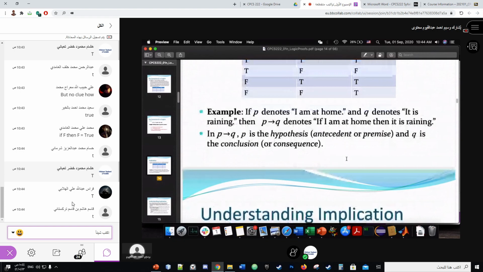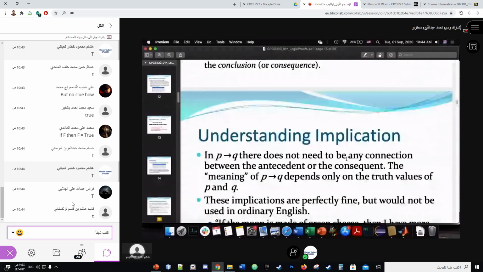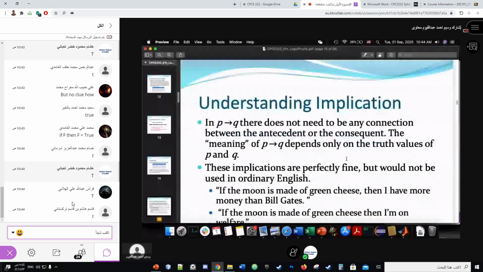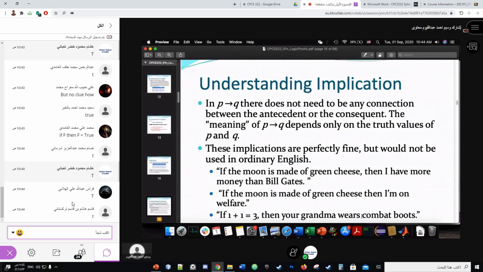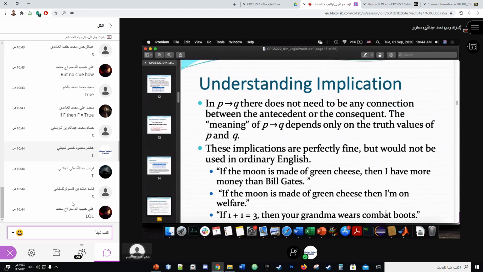Okay, let's take another example. The second is not very clear, so let's take the third one. Grandma wears combat boots. You know, the military, those tough boots that soldiers wear are called combat boots. So if 1 plus 1 equals 3, then your grandma wears combat boots.